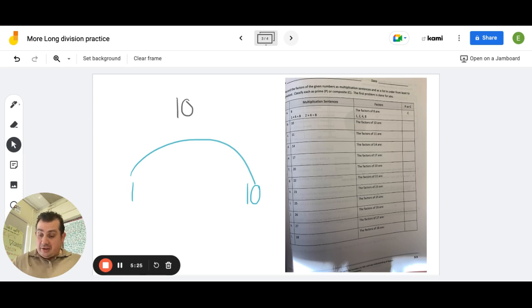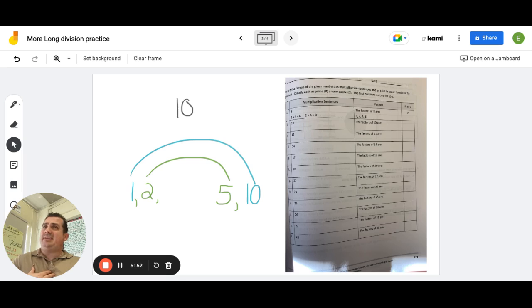It's going to be 2 times what? 2 times what gives me 10? 2 times 5, putting in my commas. So there's my 2 and my 5. Now, is anything else going inside my factor rainbow? Well, I tried 1, I went with 2, now let me try 3.